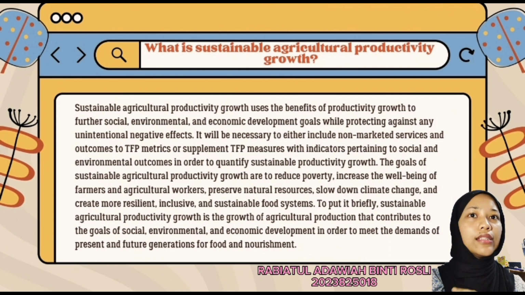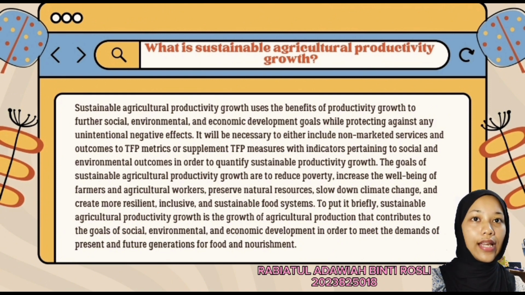The goal of sustainable agriculture productivity growth is to reduce poverty, increase the well-being of farmers and agriculture workers, preserve natural resources, slow down climate change, and create more resilient, inclusive, and sustainable food system. To put it briefly, sustainable agriculture productivity growth is the growth of agriculture production that contributes to the goal of social, environmental, and economic development in order to meet the demand of present and future generations for food and nourishment.